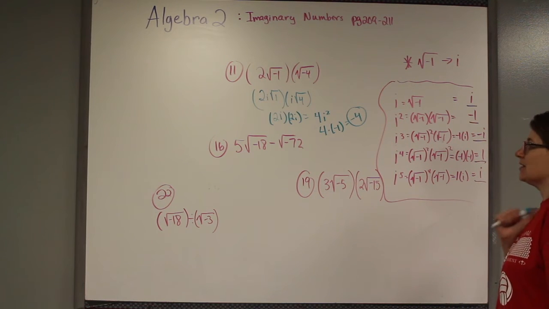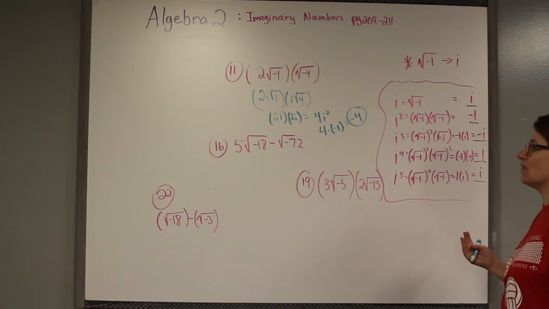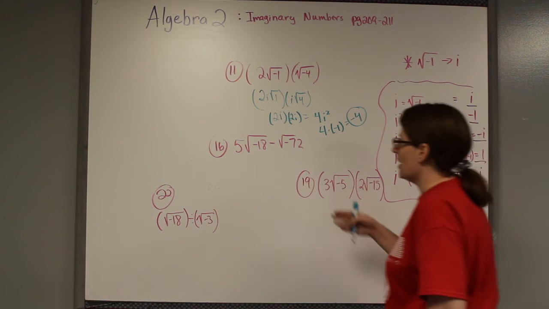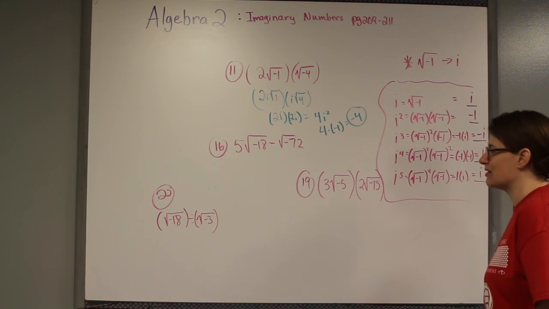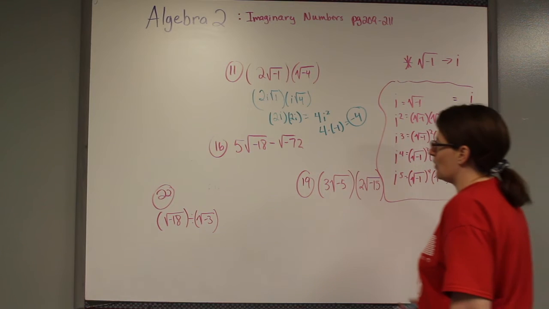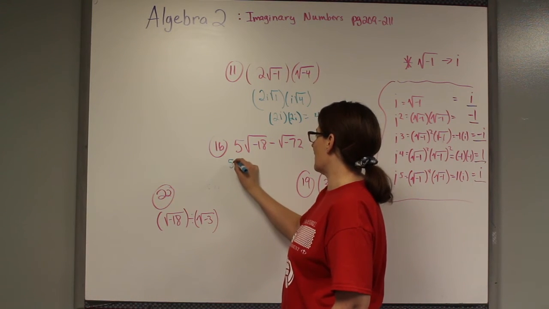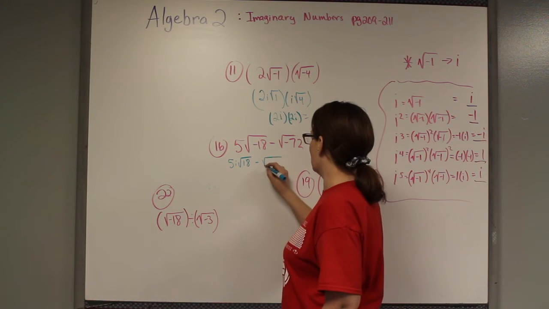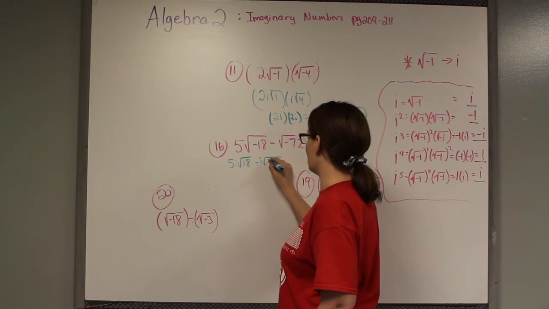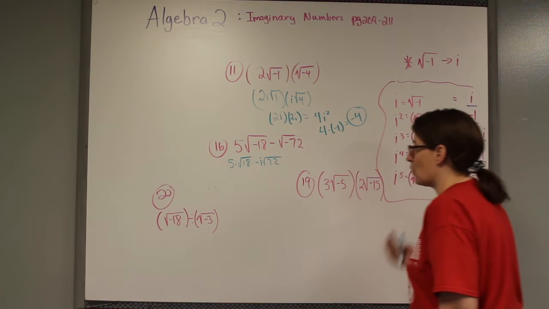So on 16, that is the adding and subtracting, and it's a lot. I guess it's more difficult than if you're doing multiplication or division, because you have to have radicals when you're doing them, and you have to reduce them. So when we look at this, we'll go ahead and pull the negatives out. So I would get 5i radical 18 minus i radical 72.